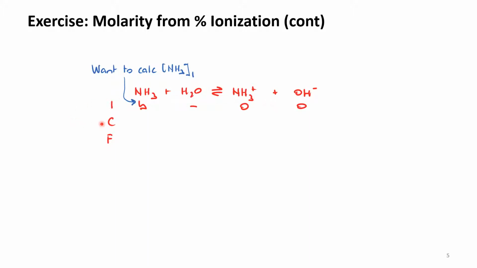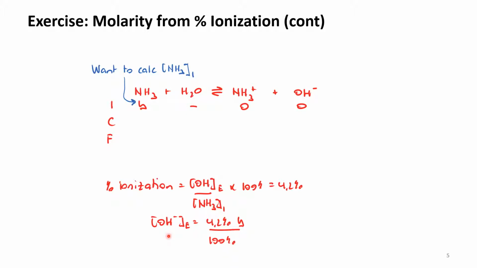Now, the change in concentration is actually a little bit difficult to determine, except if we remember that the definition of percent ionization is the concentration of hydroxide at equilibrium divided by the initial concentration of the base times 100%. In this case, we're given the percent ionization as 4.2%. So we can simply rearrange this to calculate the equilibrium concentration of hydroxide.